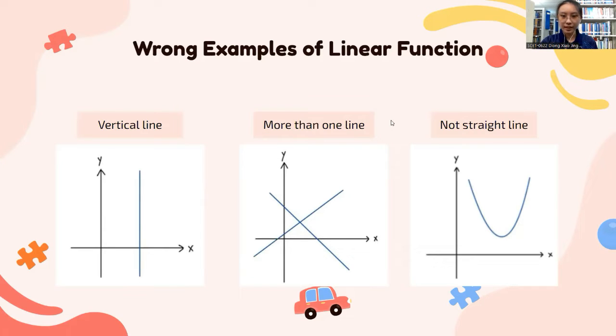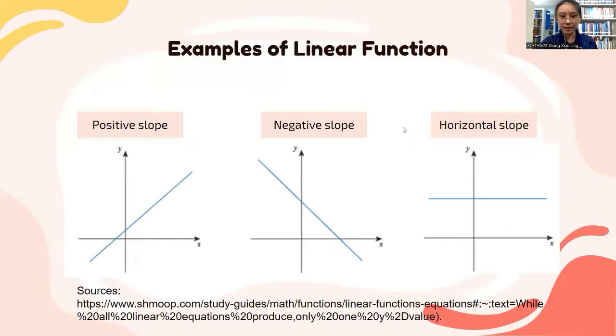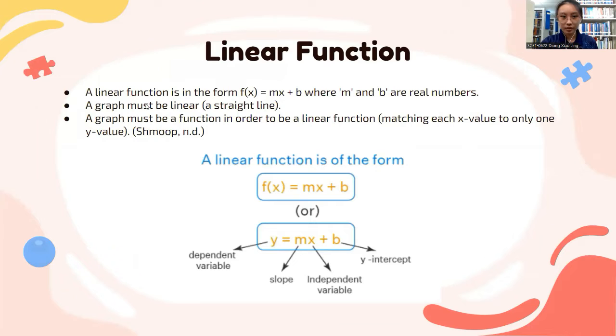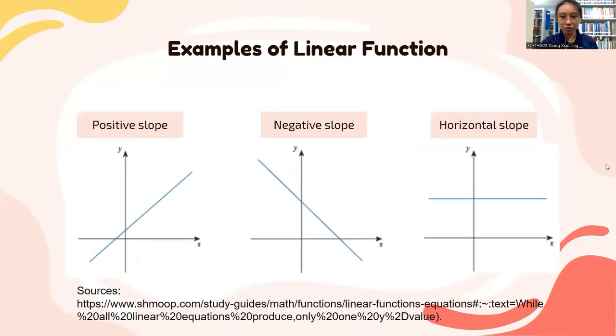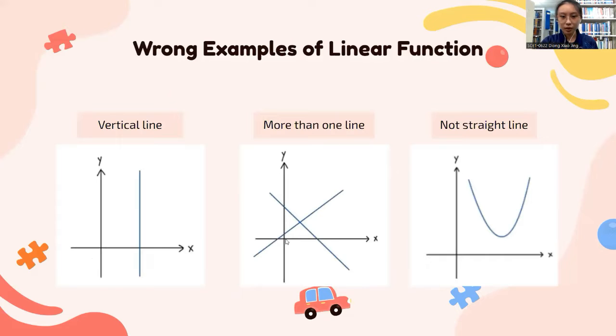Why can more than one line not be a linear function? Because in a linear function, we can see it must be a straight line. So in the more than one line case, it is not a straight line. We can see that the graph is a curve, so it is not a linear function.